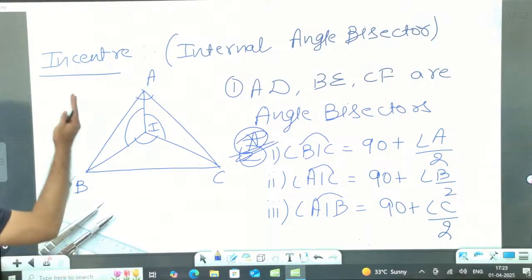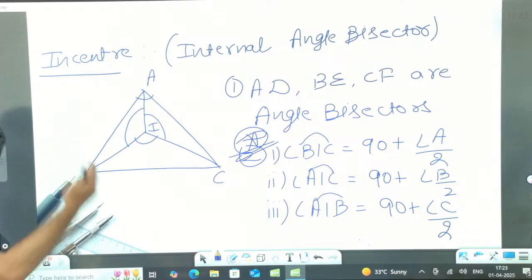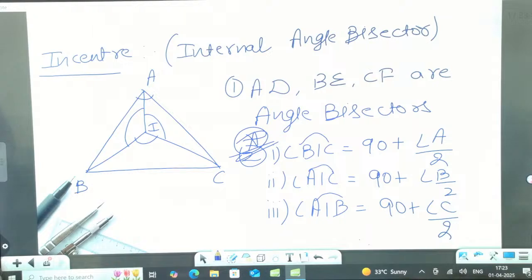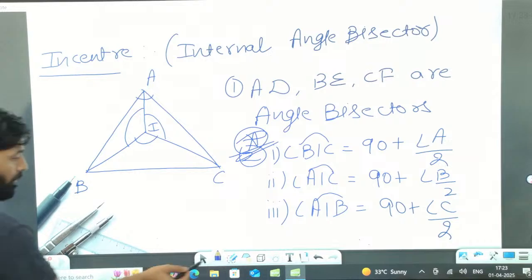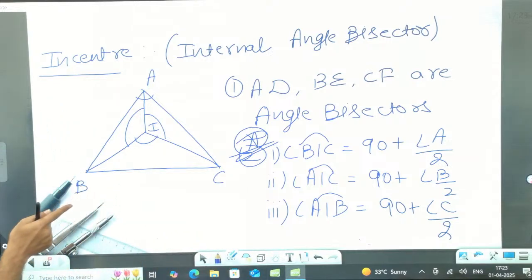So these are internal angle bisectors. Sometimes in some questions they usually give the external angle bisectors also. So let me make that external angle bisector. Is this written by you, everyone? Okay.